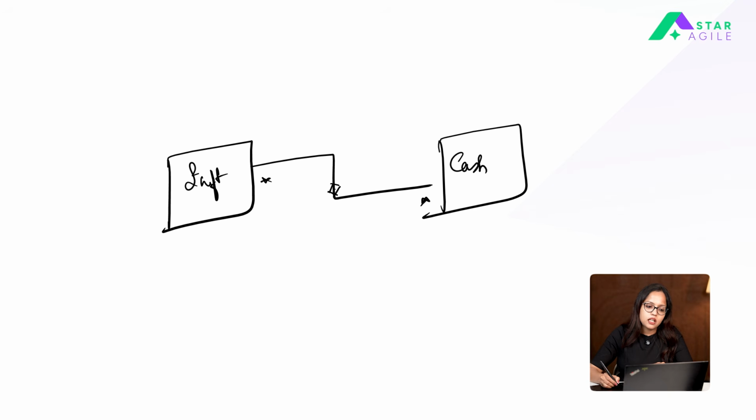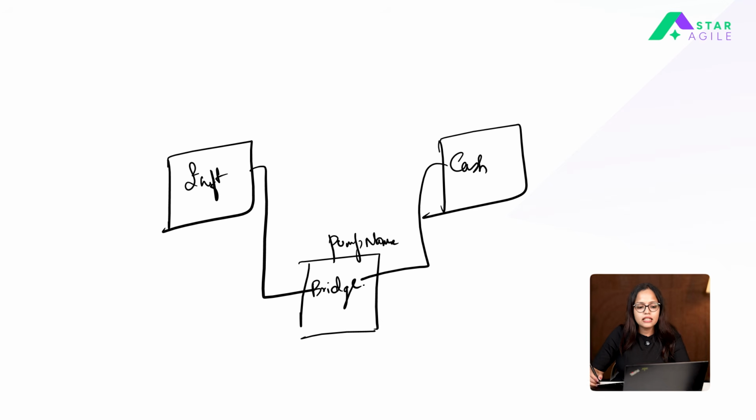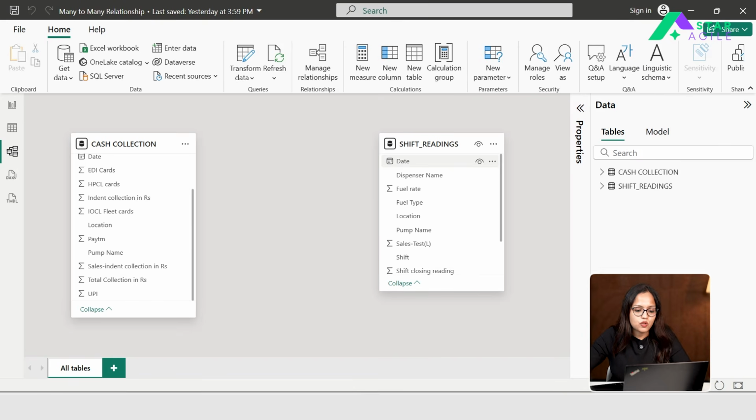So what we'll do is break this relationship and form a neutral table called a bridge table. In this bridge table, we will have only the pump name, because pump name is something that is common in both the tables, right? So you will have a one-to-many relationship where the bridge table will filter the shift table, and even here you will have a one-to-many relationship. So this is like a unidirectional relationship, isn't it? Your issue is now solved. This is what we do in industry standards.